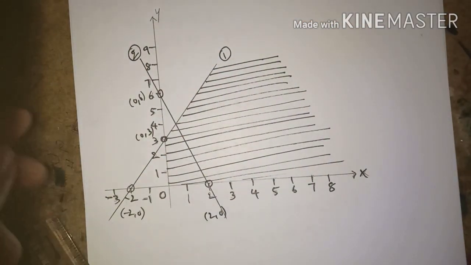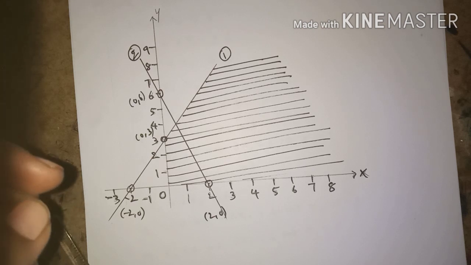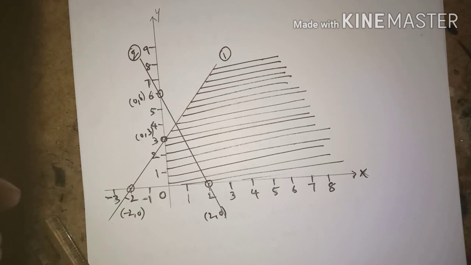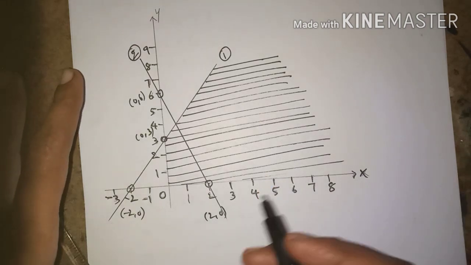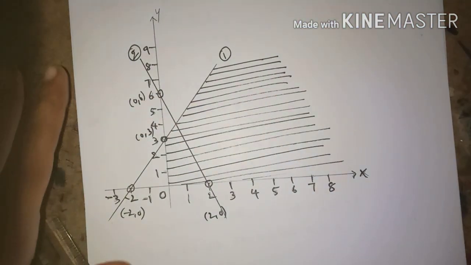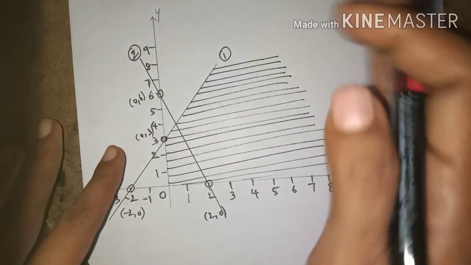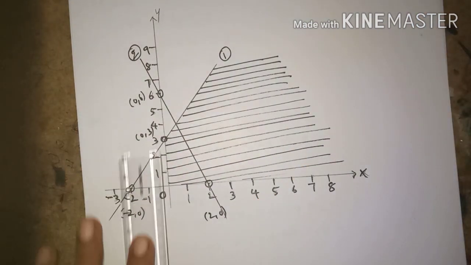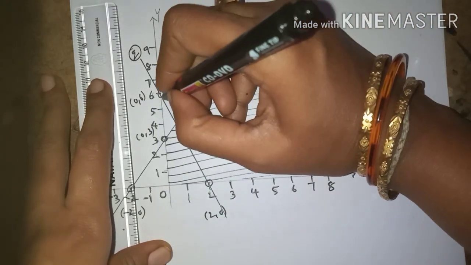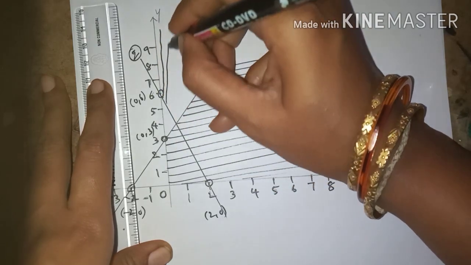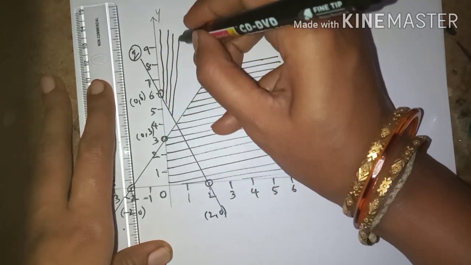Now what type of symbol does this have? The second constraint has a greater than or equal to symbol. Therefore the shaded region does not contain the origin. That means we have to draw the lines above the line, in this way. Therefore I'll draw vertical lines.